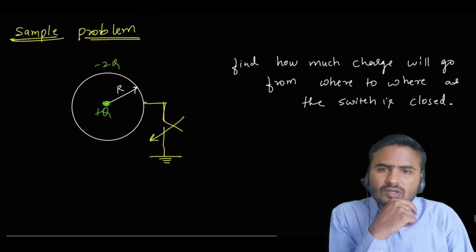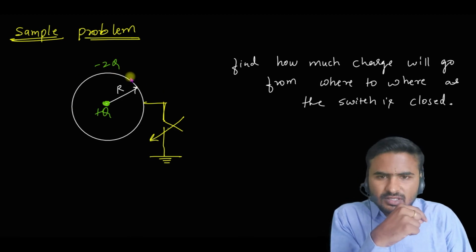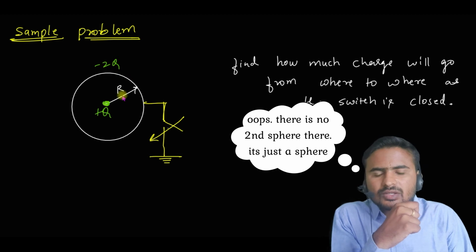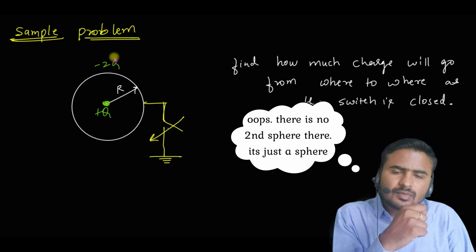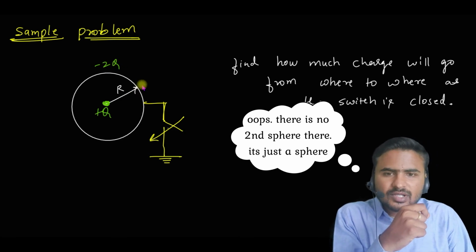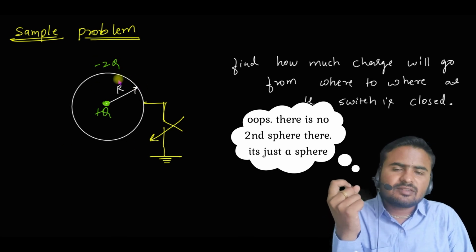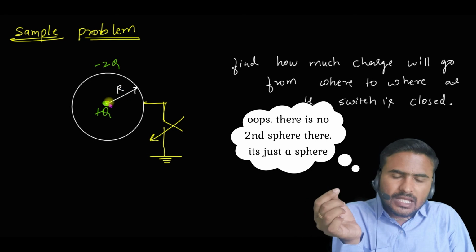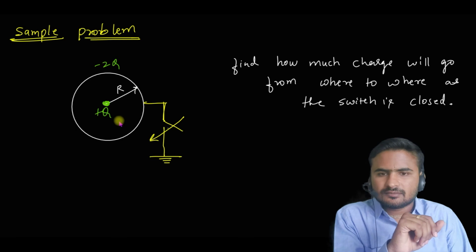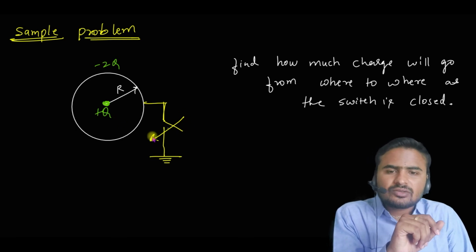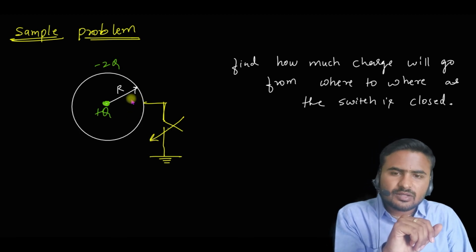Now before closing the switch, the potential on the surface of the spherical shell will be kQ by r plus k(-2q) divided by r. On the surface of the shell, the potential due to the charge on the shell will be k into -2q by r, and due to the charge at the center, the potential at this point will be kQ by r. But the moment you connect it to the ground, the potential of this sphere should become zero.